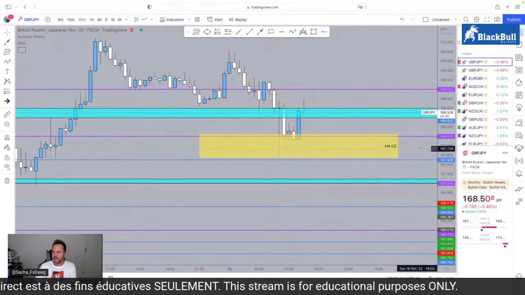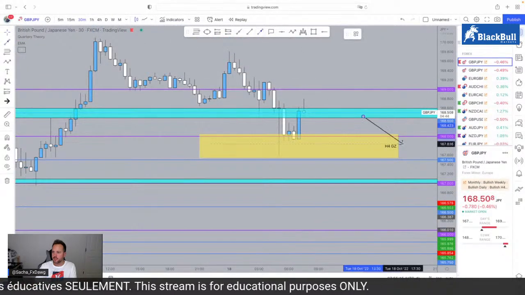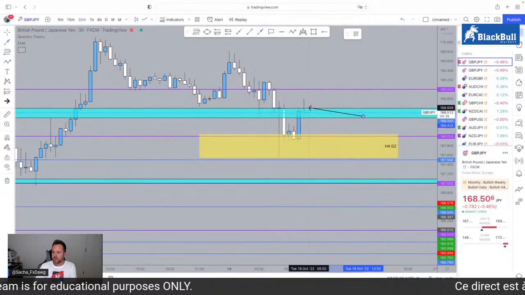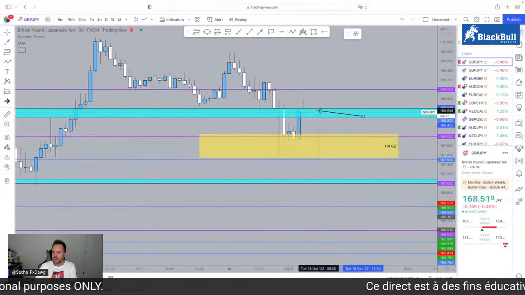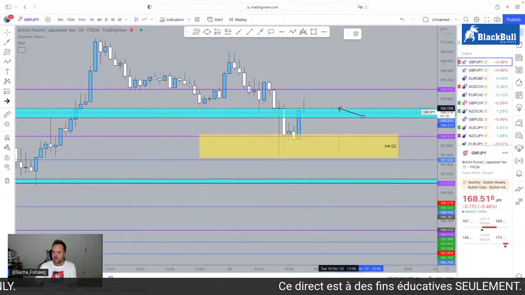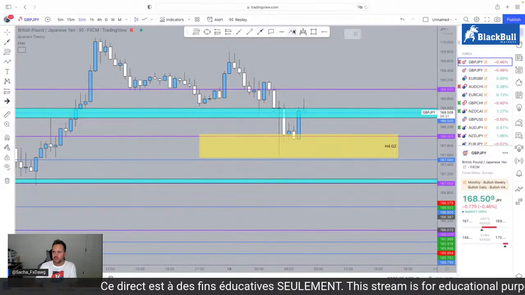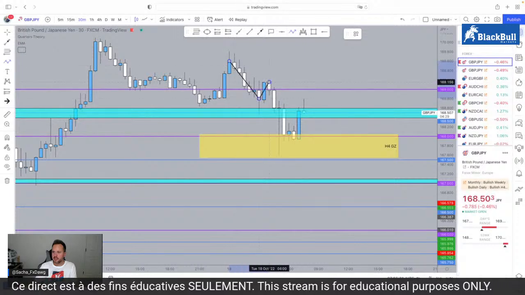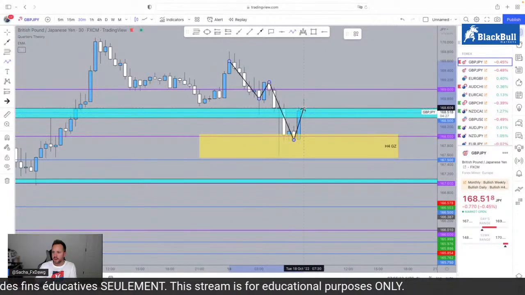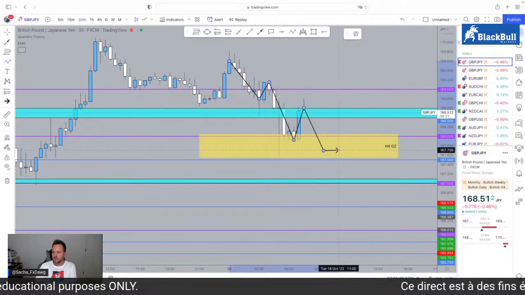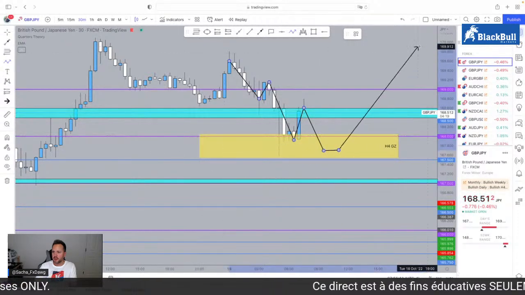Because we rejected the major QP right there, 169, right? And we push back up, and now it looks like we're rejecting this whole area right here, which is the 500 QP. So like I said, it looks like now we might do this a little deeper right here in that golden zone, form support, and push back.